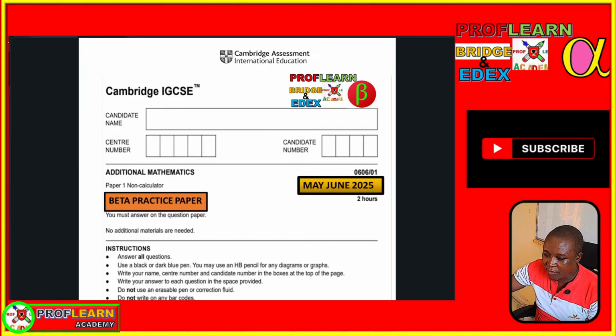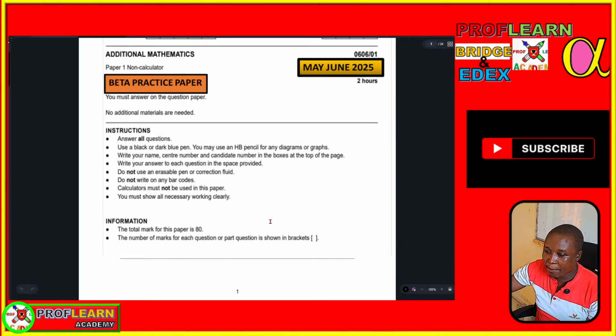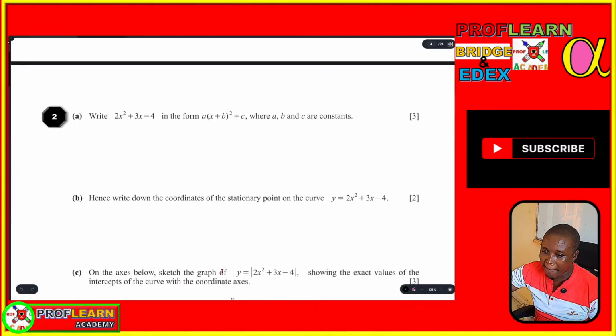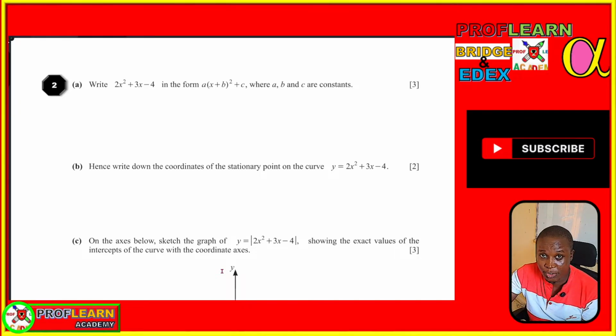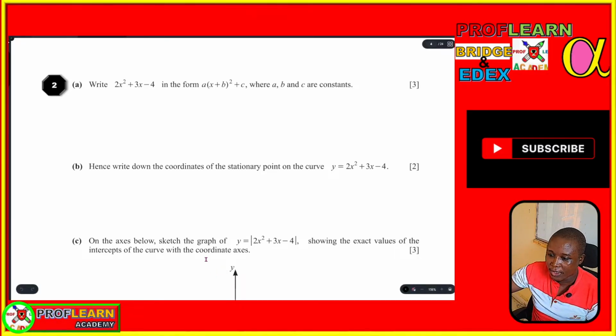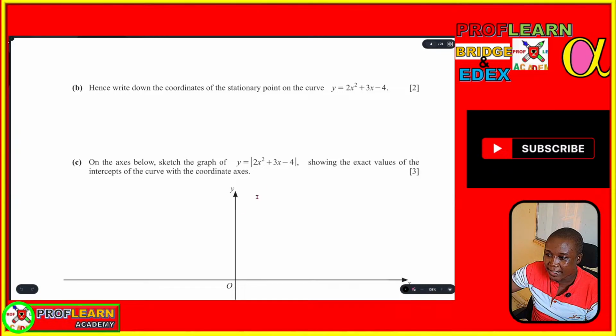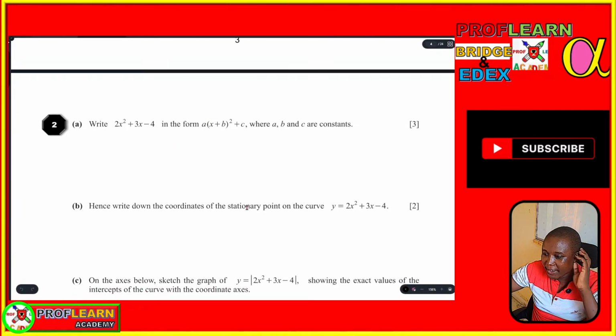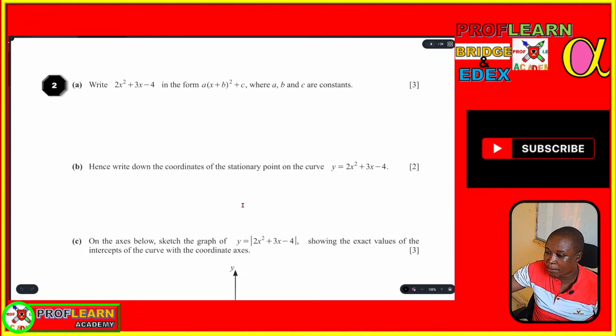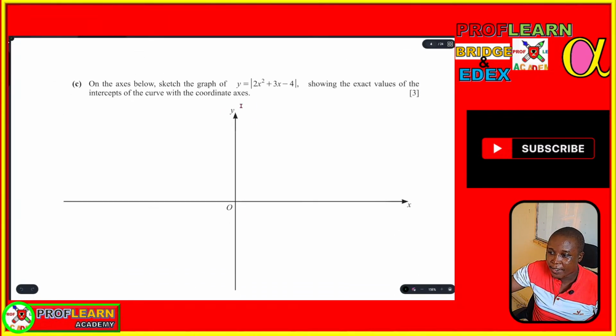So let me just give you an overview of what this paper looks like. The paper is usually 80 marks and you are not going to be using a calculator in this exam. Under the completing the square method, this is another concept you really need to know how to work out. After you have completed the square, you can determine the stationary point, the coordinates of the stationary points, and then draw the graph for the modulus function.